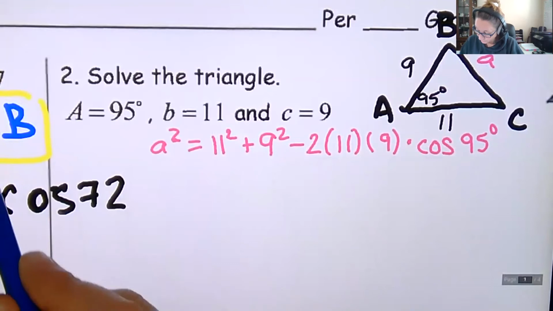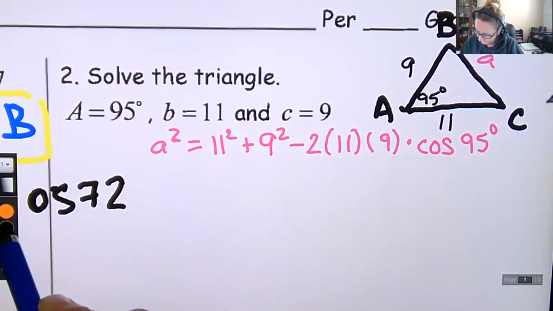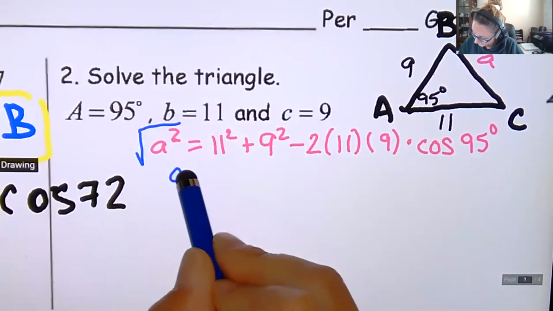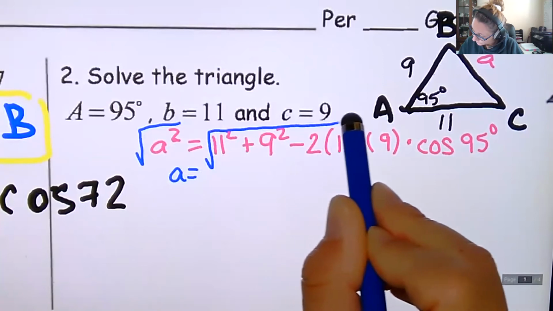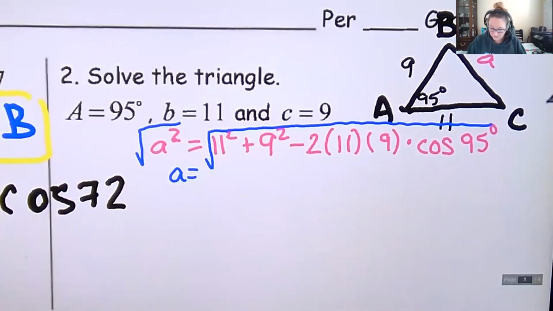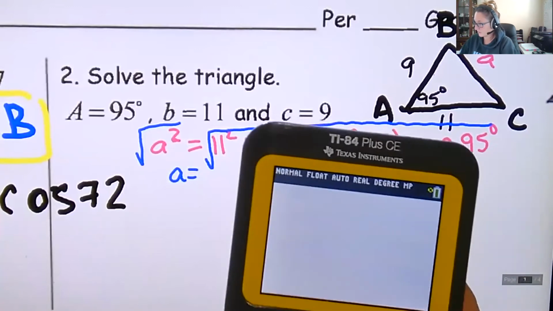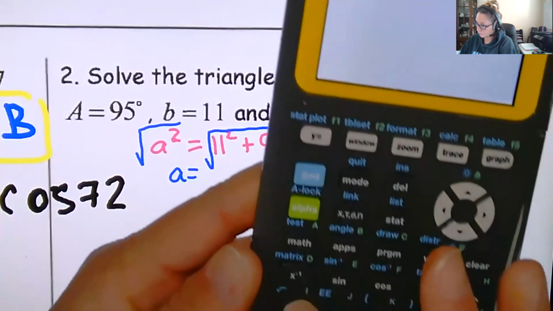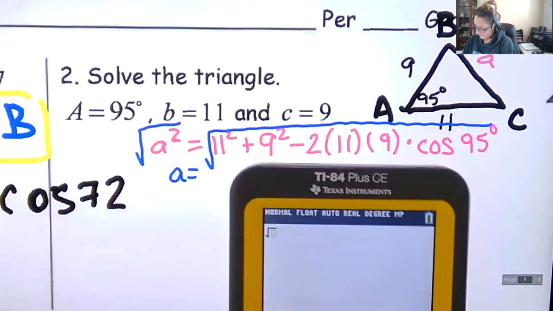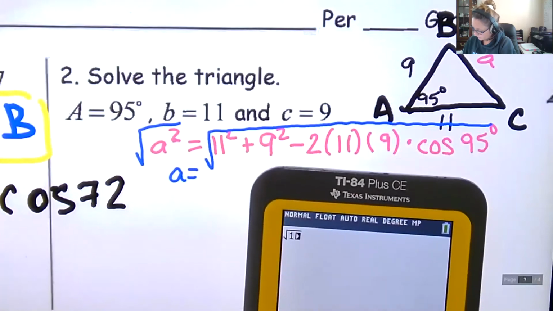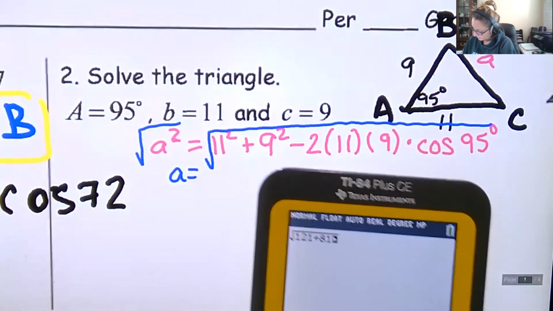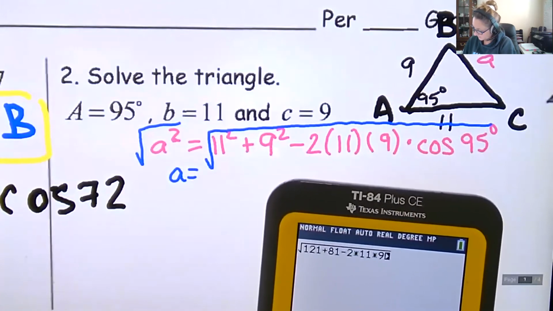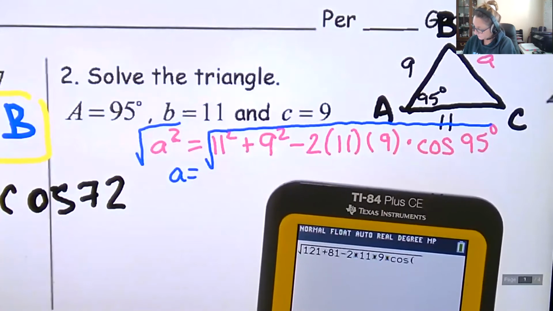And since I'm going to be taking the square root of both sides, let's get a different color. I am going to take the square root of this side, and I'm going to get A. And I'm going to take the square root of this whole thing to get my final answer. So I'm going to put that straight into my calculator. Okay. So I'm going to do second and x squared to get my square root. And then I'm going to do 11 squared, which is 121, 9 squared, which is 81, minus 2 times 11 times 9 times cosine of 95.